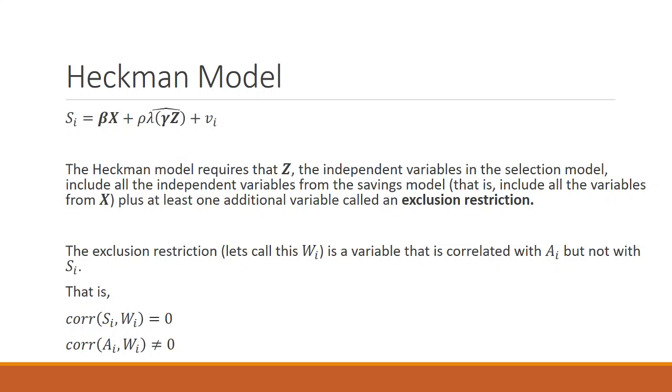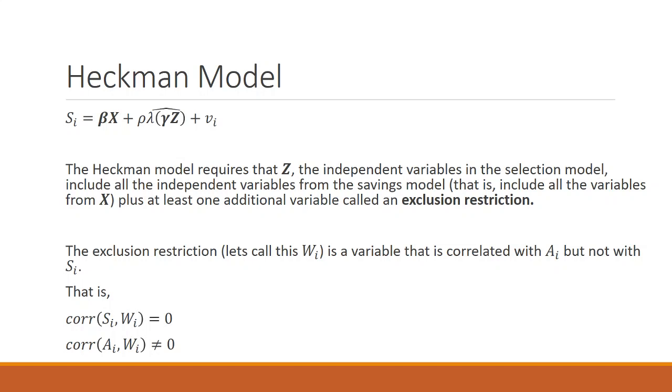All right, this is very, very tricky. It's oftentimes very hard to find a good exclusion restriction. And if you don't have one, then this model won't work. The Heckman model only works if you have a valid exclusion restriction, which means you need to find a variable that is correlated with the selection variable, A in this case, but is not correlated with S, the dependent variable. I'll talk about that more when we do the demo. That can be very tricky at times. And if you do not have an exclusion restriction, then the Heckman model will not hold.